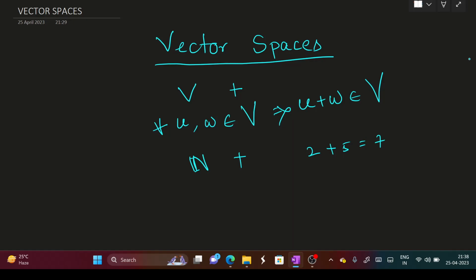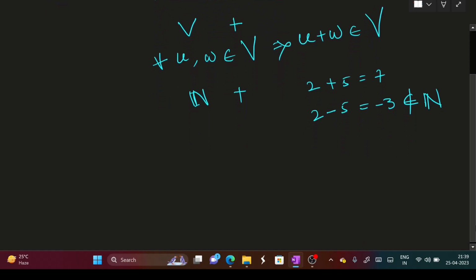But subtraction is not well defined on the set of natural numbers. For example, 2 minus 5. This is a natural number, this is a natural number, but the resultant is minus 3, which is not a natural number. That implies N is not closed under the minus operation, or the minus operation is not defined on N. Okay, so this is all about an operation defined on a set.